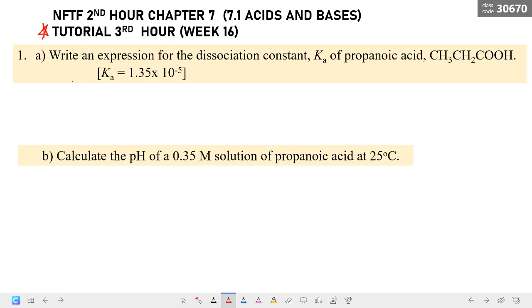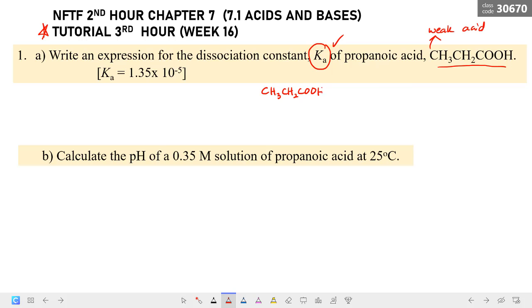Alright, the first question, question 1A: write an expression for the dissociation constant Ka of propanoic acid. From your previous knowledge, we know that propanoic acid is a weak acid, so Ka is the weak acid dissociation constant. Before you write the Ka expression, I suggest you write down the dissociation equation of propanoic acid. Tuliskan persamaan penceraian propanoic acid dalam air.